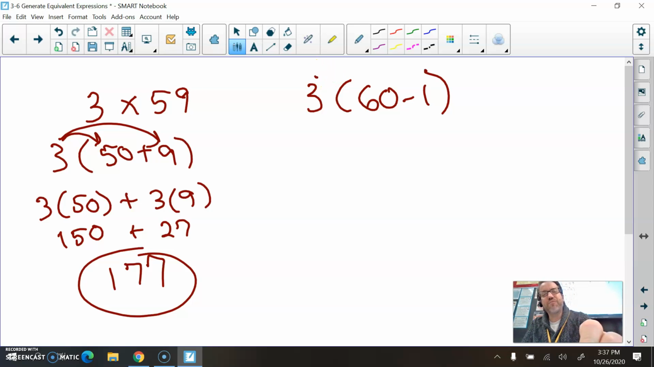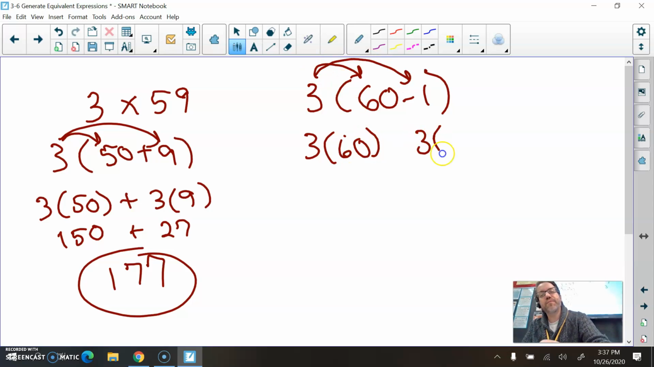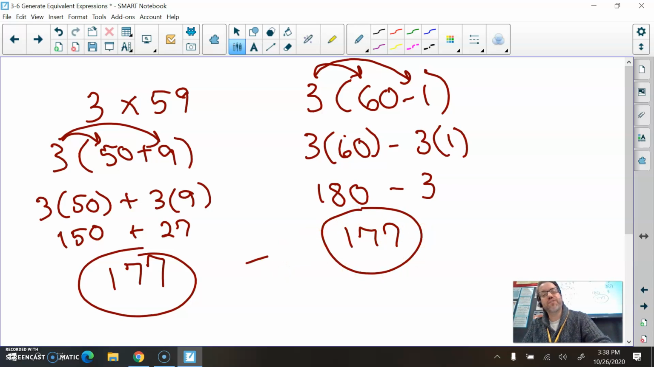And so now I have 3 times 60, and I have 3 times 1. But now I'm subtracting instead of adding like I did over here. And I had 180, and then I took away 3 because 3 times 1 is 3 to find my answer of 177. So it's a nice way of doing math mentally, okay?